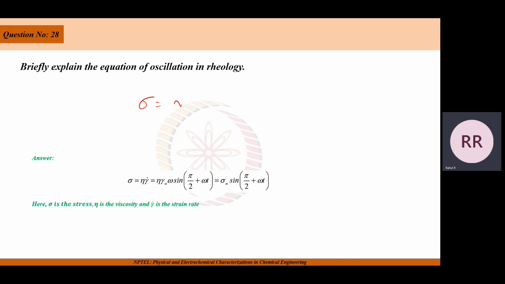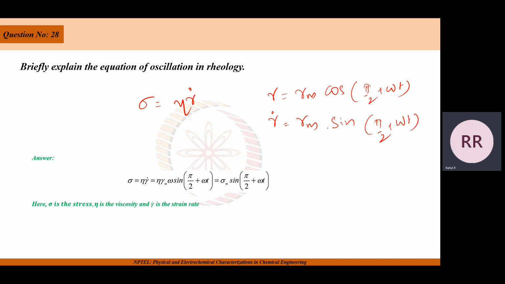So sigma is nothing but eta gamma dot, where gamma is given as some constant gamma m cos of pi by 2 plus omega t. So the gamma dot can be found as gamma m, which is a constant, sine of pi by 2 plus omega t into omega. There's actually a minus sign, so just neglect that. Now it's plus, and this is the answer.